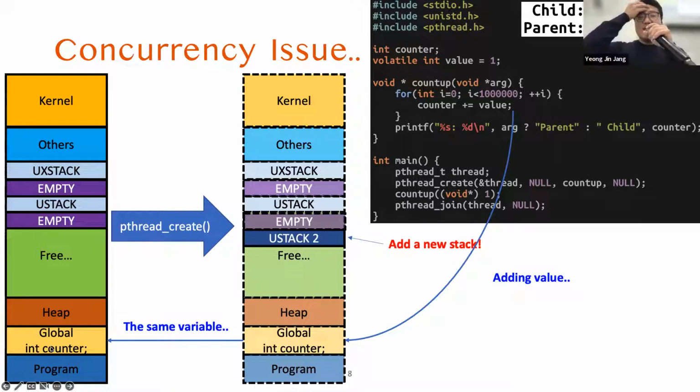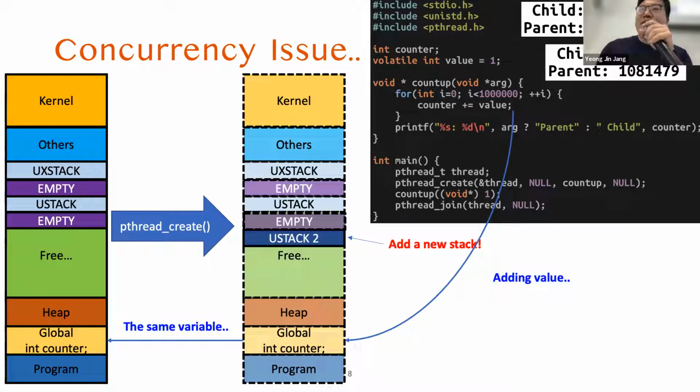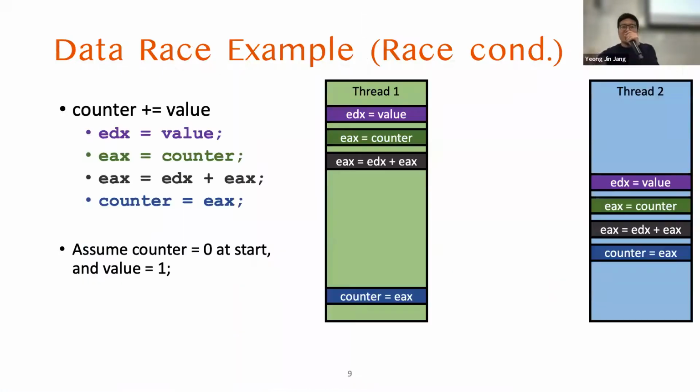So the result is something like this. We are expecting a result of something like 2 million, because the parent counts up to 1 million and the child counts 0 to 1 million. But the problem is that what we are getting as a result is not 2 million at all. And every time we run this program again and again, we get an inconsistent result. The reason why we cannot get 2 million is the so-called data race problem.